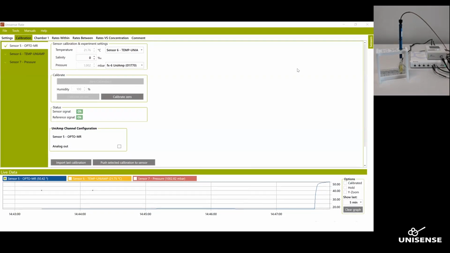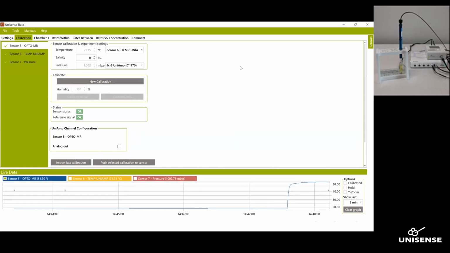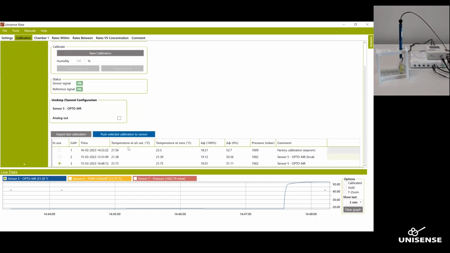So now you can see the signal changing here, and we will just wait for the signal to become stable. Yeah, and then I'll press calibrate 0. Okay, so now the calibration is shown down here.